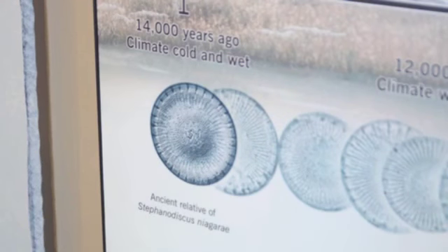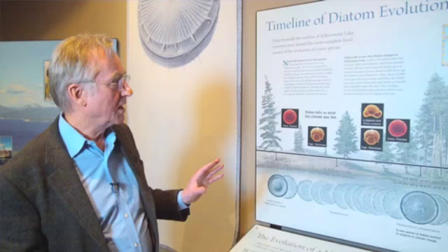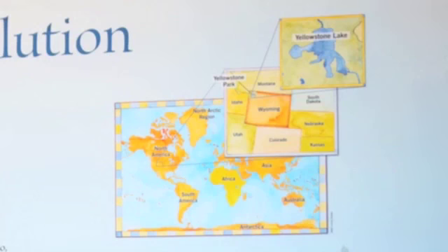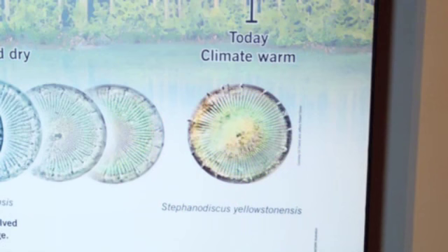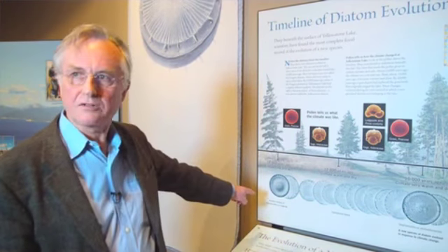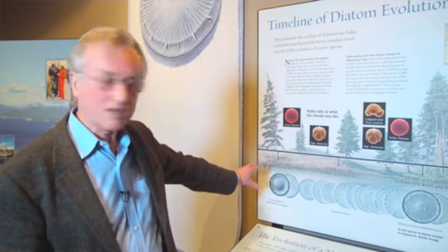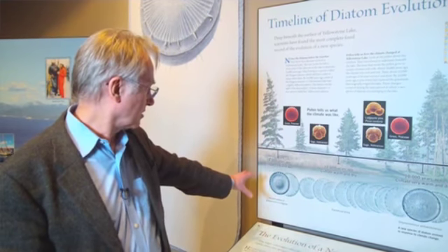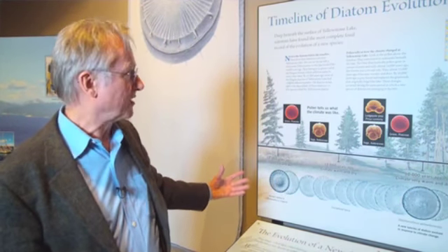If you look in ponds widespread over the United States, you'll find a diatom called Stephanodiscus niagarae. It's very, very common. But if you look in Yellowstone Lake, you find a unique species which is only found there, Stephanodiscus yellowstonensis. If you take a core sample from the mud underneath the lake, you find Stephanodiscus niagarae at 14,000 years old. 14,000 years ago, the climate was cold and wet, and the diatoms were just the same as the diatoms in the rest of the country.